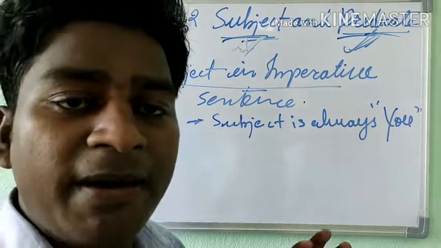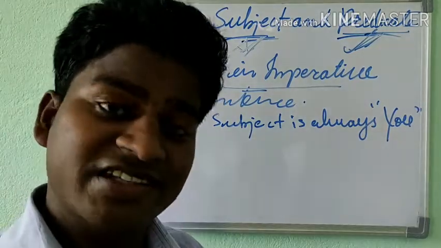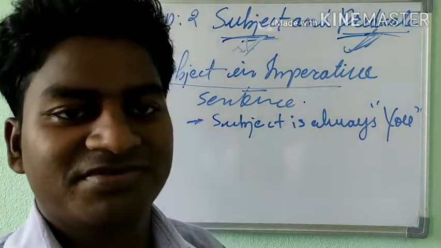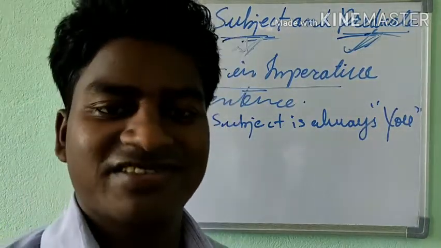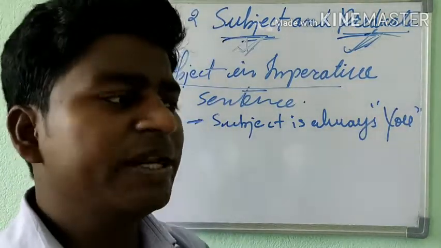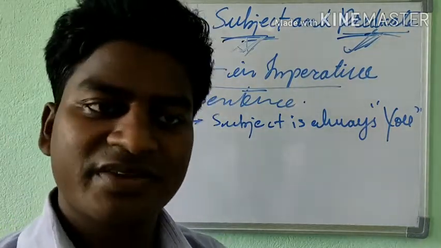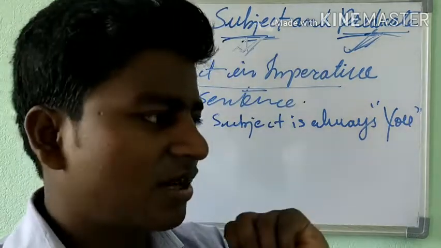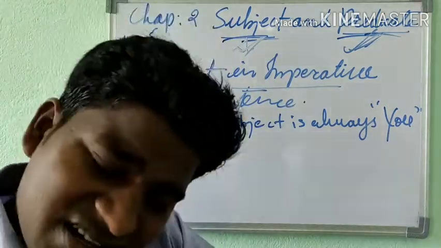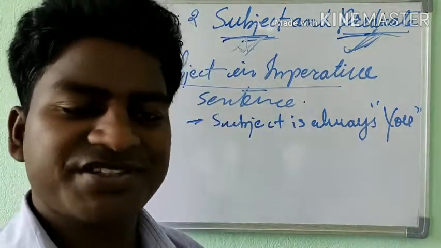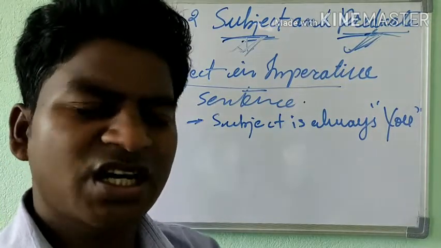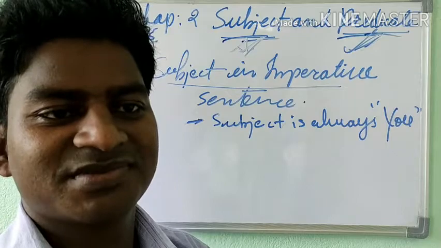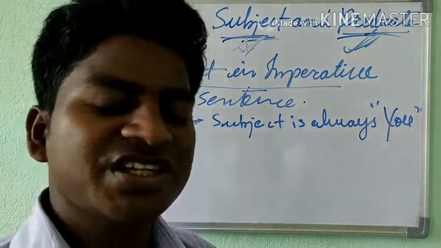So if you remember, in imperative sentences the subject is implied. It is not stated. What is the meaning of implied and stated? Implied means it is just understood. The subject is hidden. It is understood. What is the subject? It is not written. Okay. It is just understood.